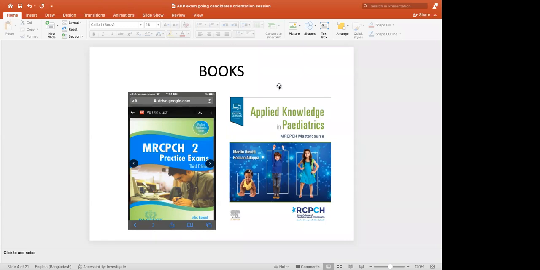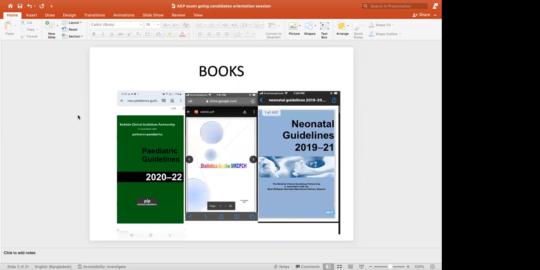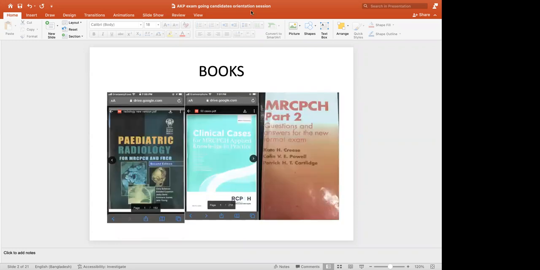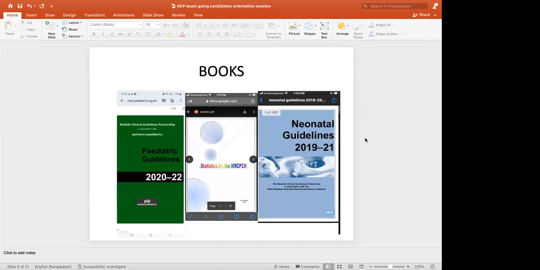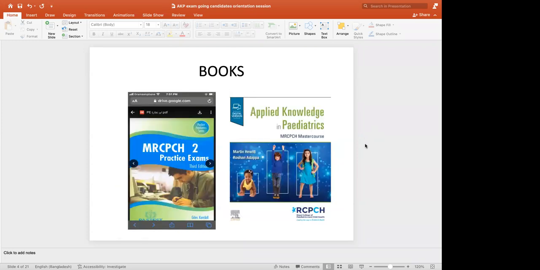So this Applied Knowledge in Paediatrics book is a short version of the Science of Pediatrics theory book, but you have to read it because questions will come from this book. Now, any confusion about books? Whatever I showed you, those are the important books for AKP preparation, 7 to 8 books. You will say, madam, is that enough? No, these books cover only 50% of the questions.